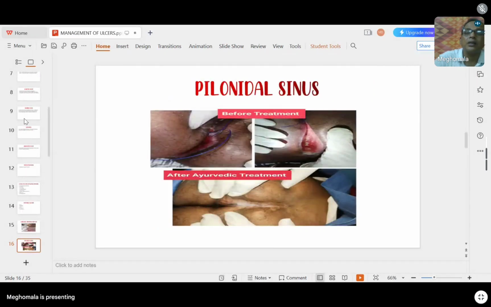Another one, which I also showed in the last class, is a pilonidal sinus. It was operated on in Chennai, maybe Chennai Apollo or Vellore, I have forgotten. This is a physiotherapist. He went for that pilonidal sinus, but they could not heal it. After 6 to 7 months of our treatment, now it has healed properly. The slide below.